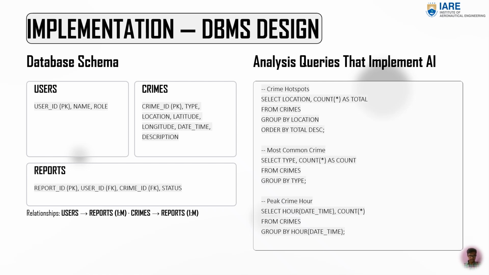The relationships are as follows: users are related to reports, that is, one user can report many crimes. One crime can be reported at many places. Between users and reports there is a one-to-many relationship, and between crimes and reports there is a one-to-many relationship. Hence, this is the design of the entire relational database management system, and this is the entire implementation.